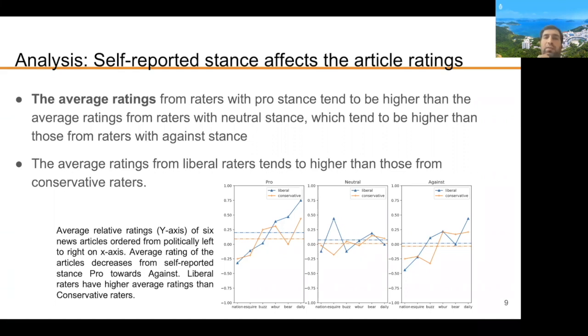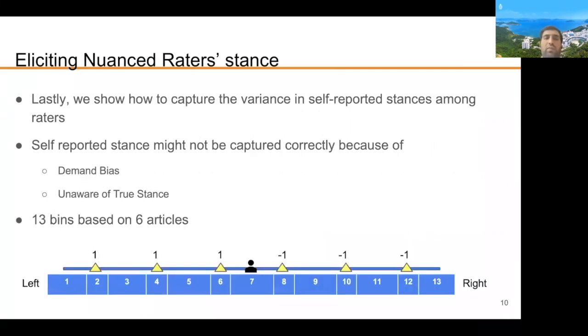We then used this method to elicit the nuanced rater stances. We first show that the self-reported stance might not be kept correctly because the demand bias may affect the raters, how they actually report the answers for this question. And also there might be possibility that the raters are actually unaware of their own true stance on a given topic. We used the 6 articles to create 13 bins across 6 articles.